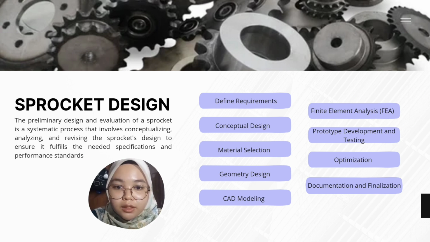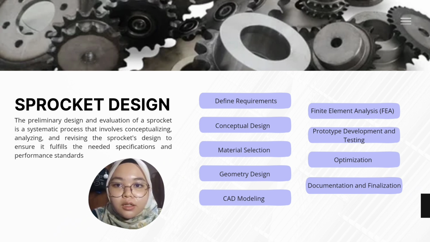The next one is geometry design. The sprocket geometry, including tooth profile, pitch, diameter, and spacing, is determined based on the requirement and type of chain or belt used, by using technical standards and sprocket design guidelines to ensure compatibility and efficiency. The next one is CAD modeling. A 3D model of the sprocket is designed using CAD software.